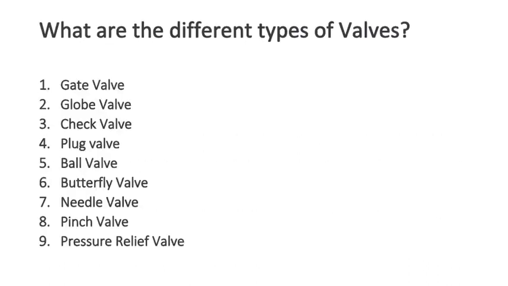What are the different types of valves? There are various types of valves for different operation, and those are gate valve, globe valve, check valve, plug valve, ball valve, butterfly valve, needle valve, pinch valve and pressure relief valve. Now we are going to discuss all these types one by one.